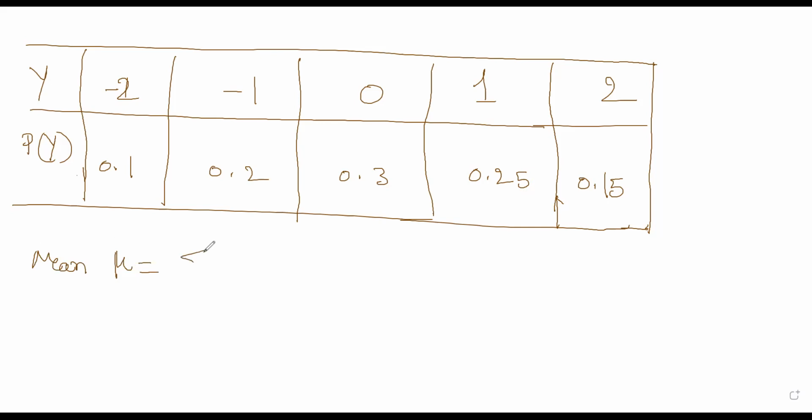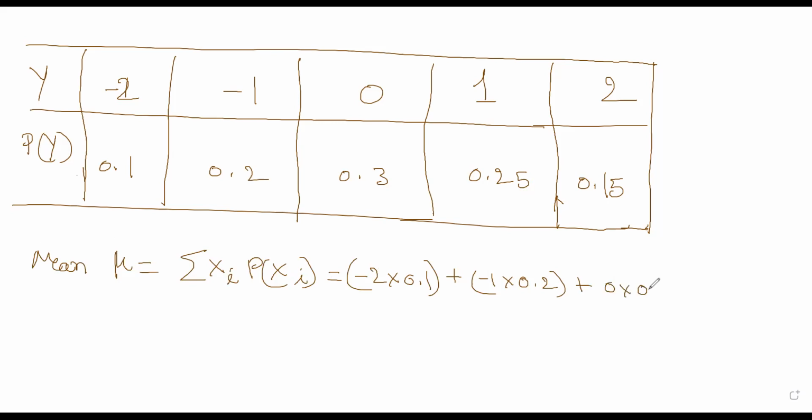Now mean is mu, that is sigma xi p of xi, right? So let us solve this. So this is minus 2 into 0.1 plus minus 1 into 0.2 plus 0 into 0.3 plus 1 into 0.25 plus 2 into 0.15. Okay. Now, what's the answer here?